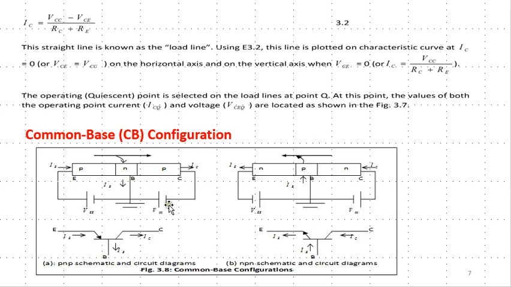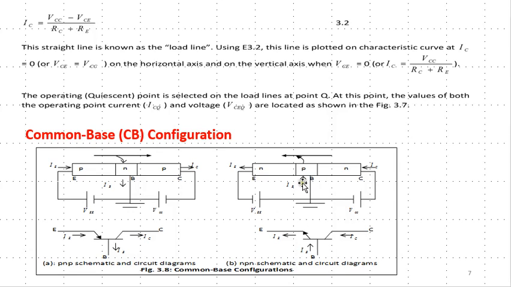And here I have another supply, VCC, which is the voltage being supplied to the collector, but this time around its positive terminal is connected to the base. So I can say these voltages are both connected to the emitter base. Therefore, this is said to be in the common base configuration. This is for the PNP.